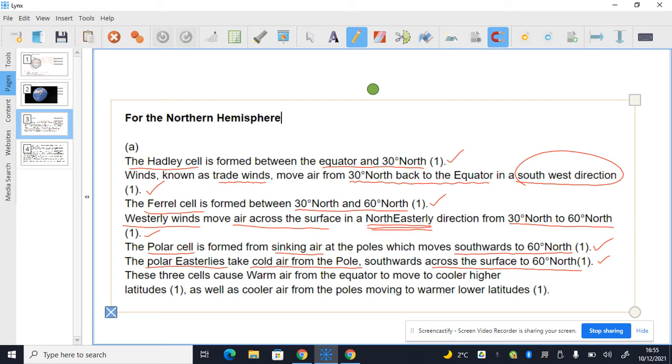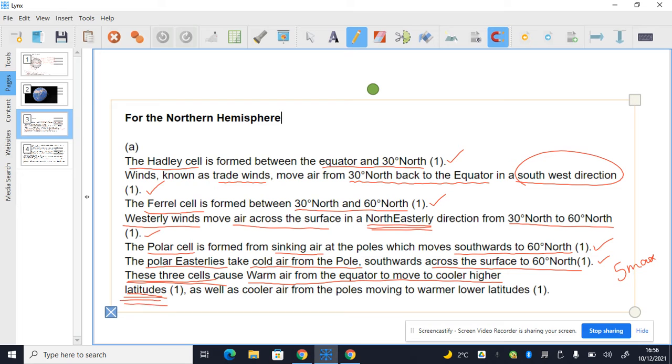Right, now when you look at all of that, there's 6 marks there. Now you could only get a maximum of 5, really, in an 8-mark question for just that description. There is a little bit extra you could add. These 3 cells, the 3 of them together, they're causing warm air from the equator to move to cooler latitudes.